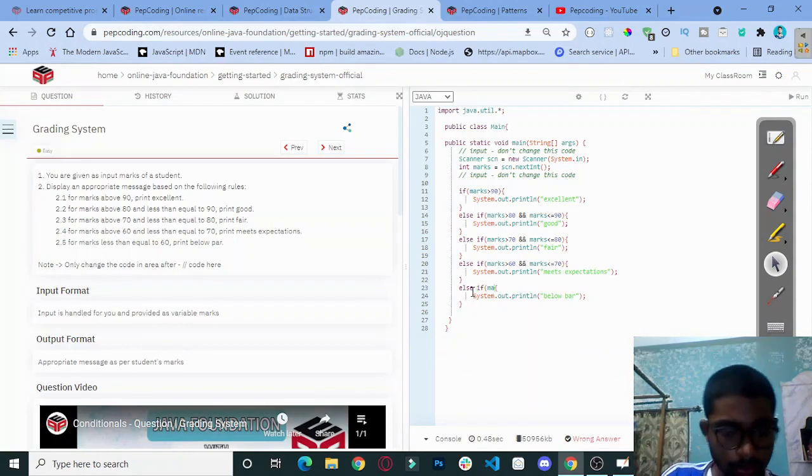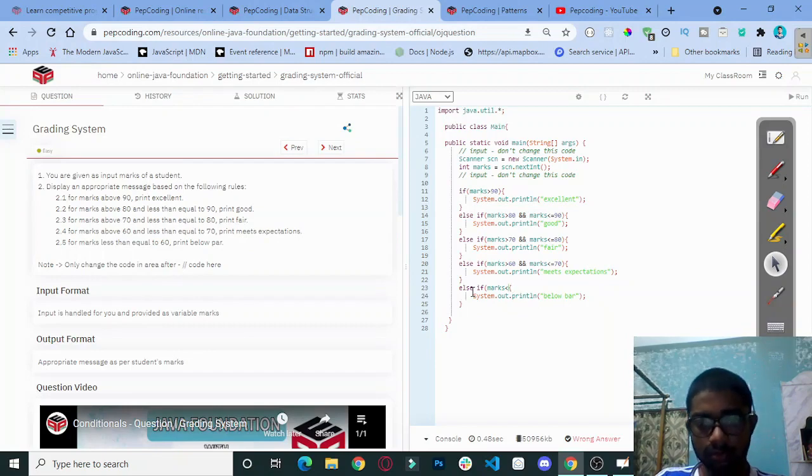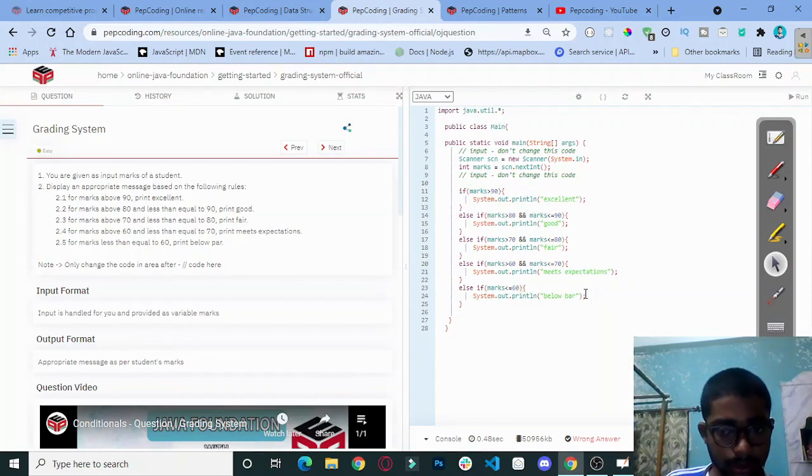Else if marks less than. Why is it giving me 0? Let's put another else if marks is less than or equal to 60. Now check it. If marks is less than or equal to 60, then you have to print out below par. All good.